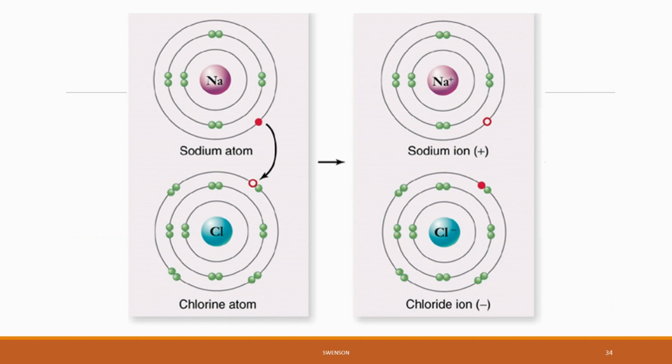And as we showed earlier, in this reaction where sodium and chlorine interact to form NaCl, commonly known as table salt, one electron is donated from sodium to chlorine, and sodium becomes positively charged and has 8 valence electrons. And chlorine then becomes negatively charged and also has 8 valence electrons.